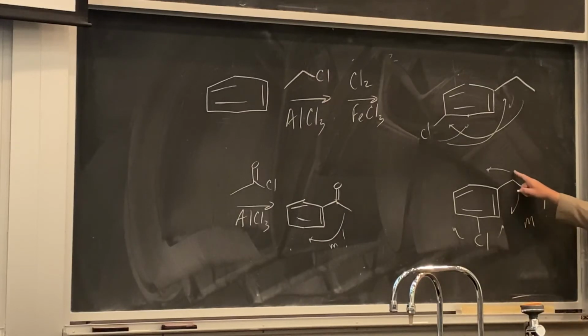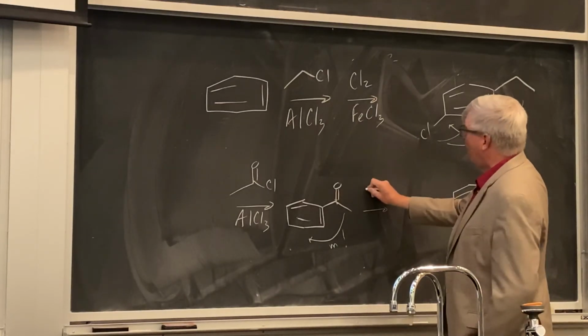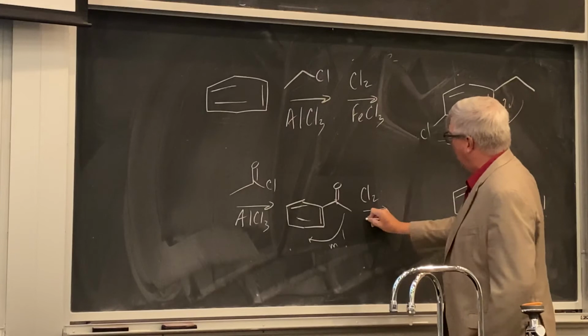And then can we change that aromatic ketone to just the alkyl? Yeah. Remember from last time, what are those two conditions we gave you? Clemmensen, right, with HCl and zinc amalgam, or Wolff-Kishner, right, with the base and the hydrazine reagent. But let's see, so our next step needs to be what? Chlorination.